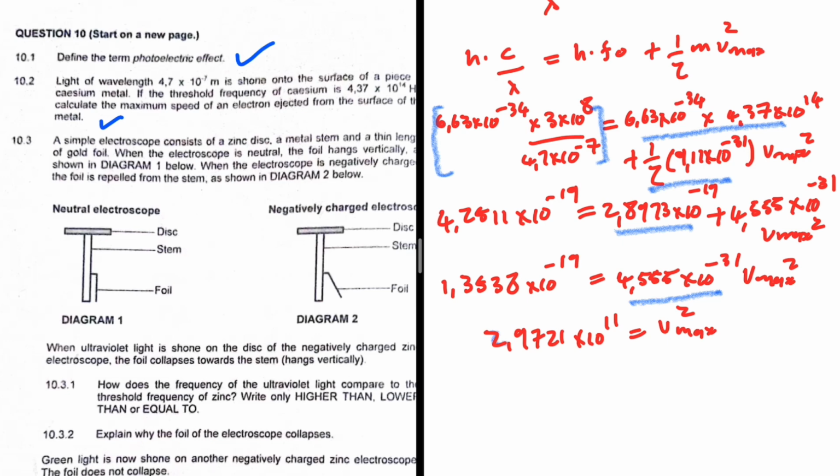Let me convert it to scientific notation. I was getting a big number there. I'm getting 5.45 times 10 to the power 5 meters per second equals V max. So there we go. That is the maximum speed of an electron ejected from the surface.